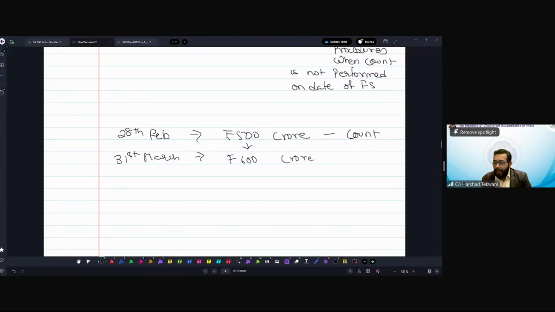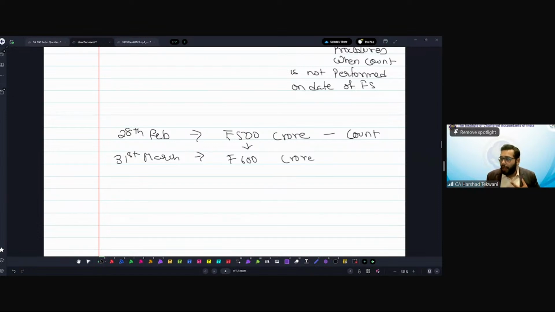So when I perform a count on a date which is different than the date of the financial statement, I need to perform some procedures, and usually we call it roll forward or roll back procedures. Now, what are these procedures?